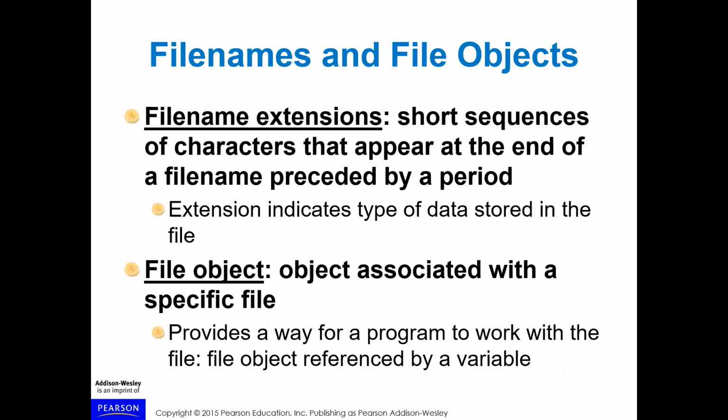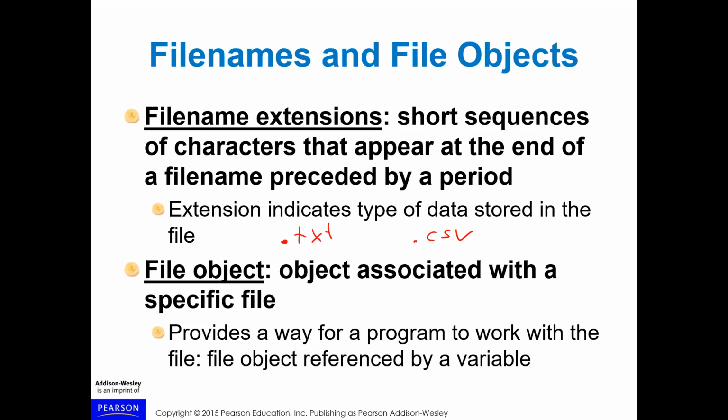File names and file objects. File name extensions are short sequences of characters that appear at the end of a file name preceded by a period. So the extension indicates the type of data stored in the file. Usually, I just like to do .txt or .csv, right? CSV just indicates a comma separated file, and that just indicates that every value in a row is separated by a comma. Or sometimes I just do txt, and then I know, okay, I just mean a text file. Others use .dat. I'm not big on that. It doesn't mean anything. But I think in the book they have that in there.